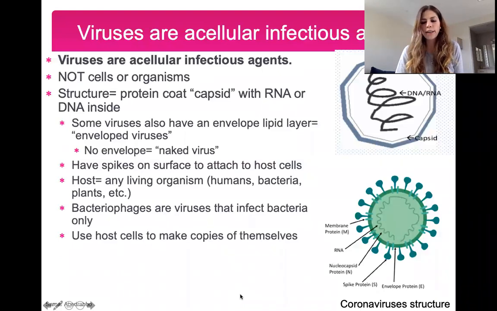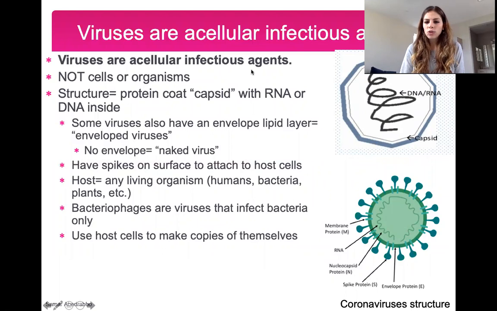So viruses are not cells. They're not made up of eukaryotic cells. They're not made up of prokaryotic cells. So we say that they're acellular. And remember, when you put the prefix a before any word, it means not. So we say that viruses are acellular infectious agents. We don't say they're infectious organisms or infectious microorganisms because they're not alive. So we call them infectious agents.